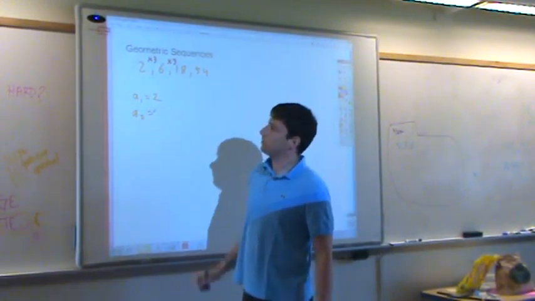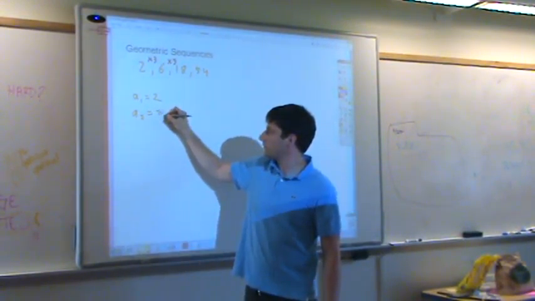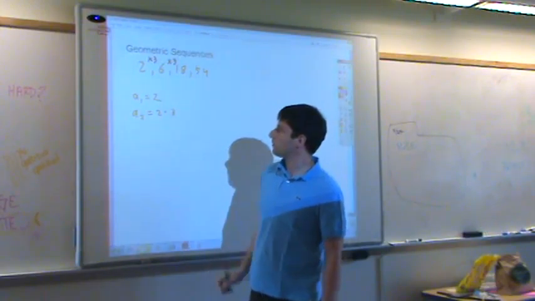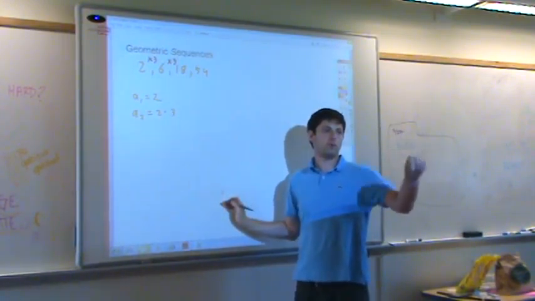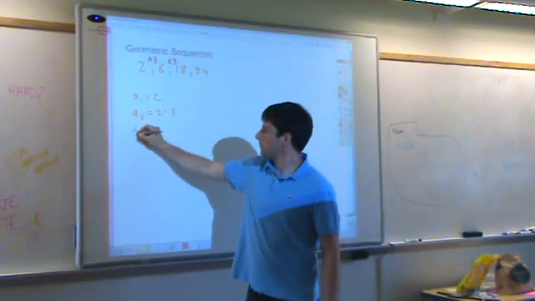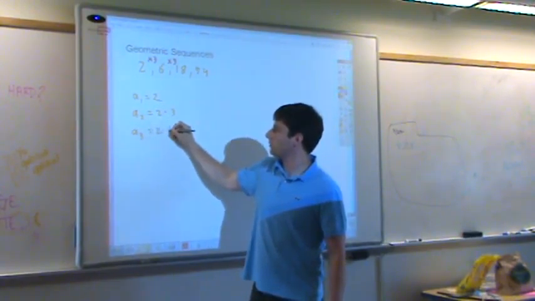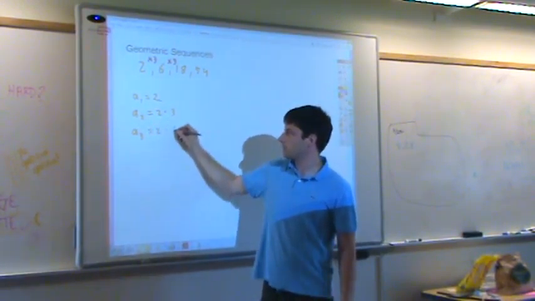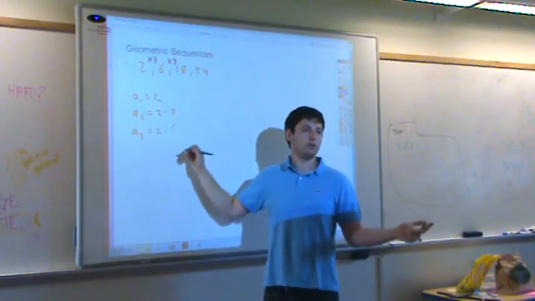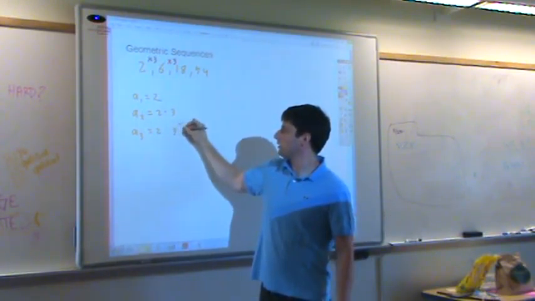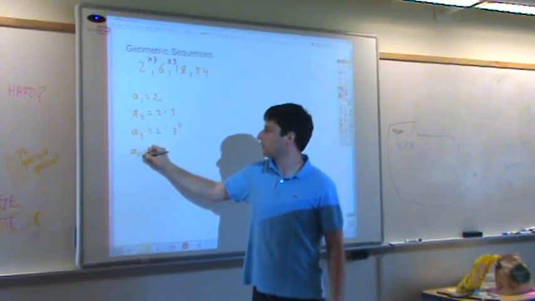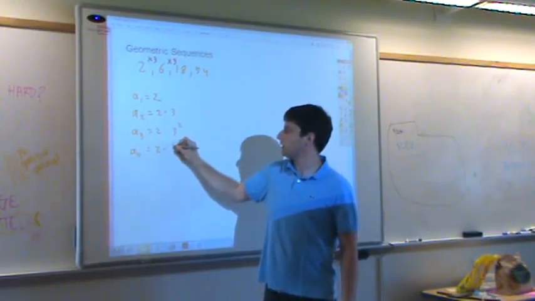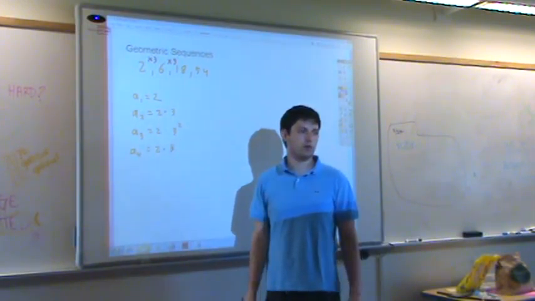Your second year, how many raises have you gotten? 1. So A2 equals 2 times 3. A3 equals 2 times how many 3's? It's 2 times 3 times 3. A4 equals 2 times 3 times 3 times 3, which is?